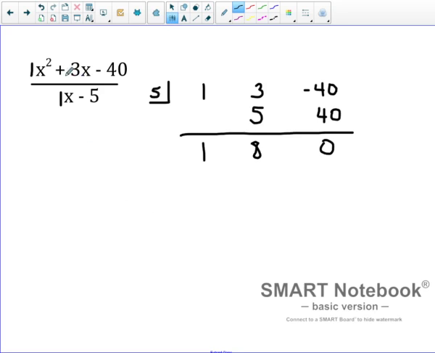Okay. Now I started with an x squared term here, right? And I divided an x into it. So my result is going to be a term that has an x in it, right? It's not going to be an x squared, it's going to be an x.